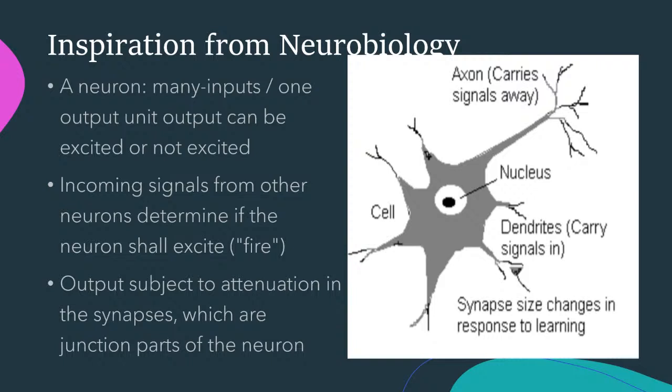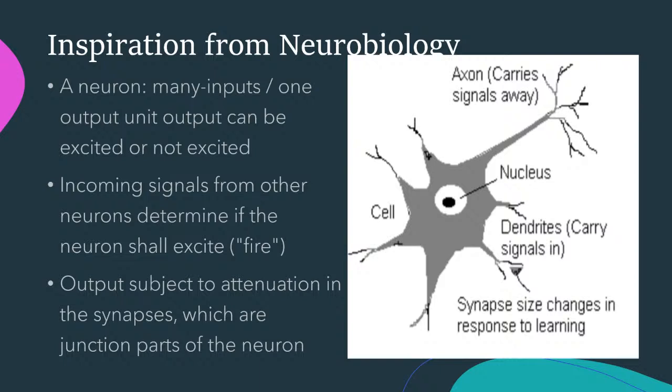The incoming signals from the other neurons determine whether the neuron shall excite or output, subject to the attenuation in the synapses, which are the junction parts of the neurons. So you can observe here that artificial neural networks are inspired by the biological nervous system in the human body. We need to give a number of input functions, and then we will get one output.